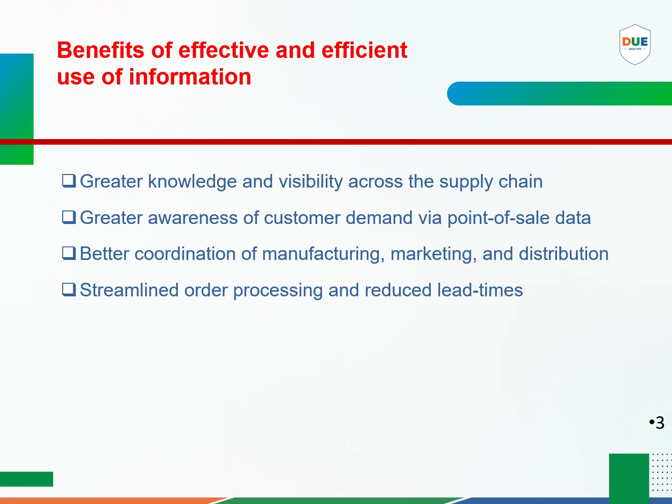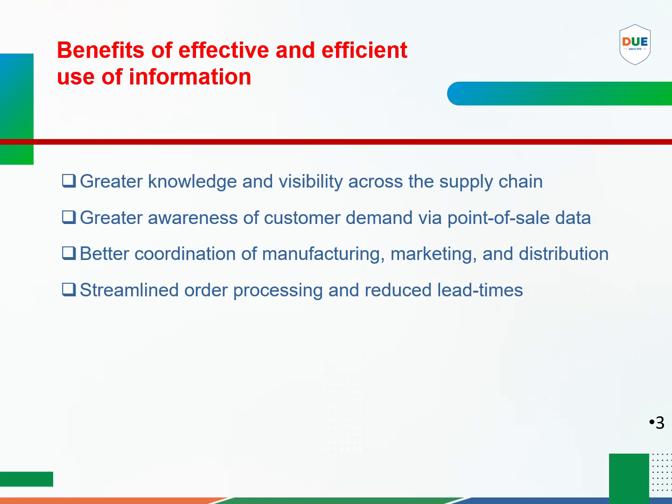Second, there is greater awareness of customer demand via point-of-sale data and similar sources. Instead of guessing what customers want, firms can observe actual purchases almost in real time and adjust production, inventory, and transport plans accordingly. Third, better information supports improved coordination among manufacturing, marketing, and distribution.